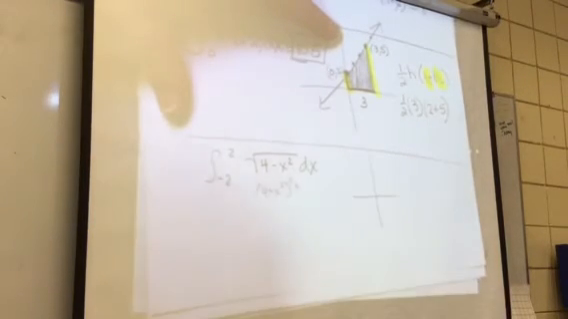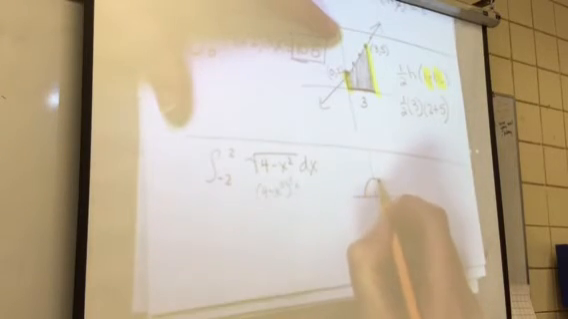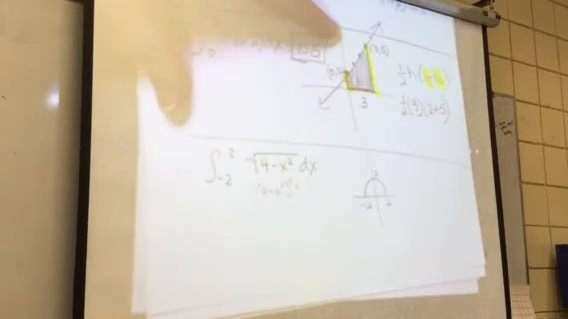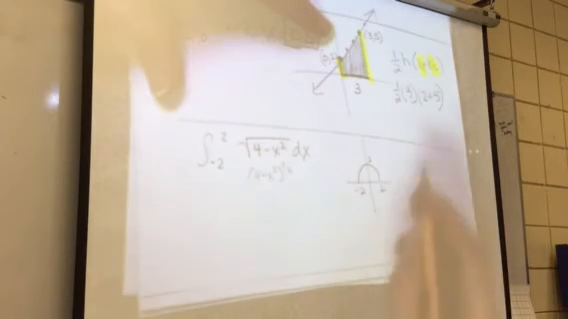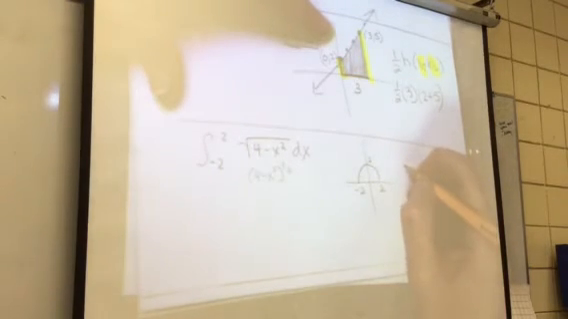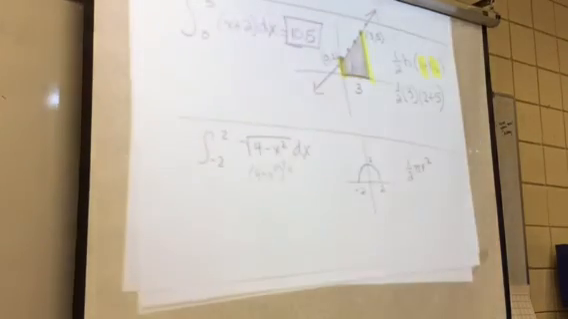But we can graph it. And Bennett, thank you. It is a semicircle with a radius of 2. So here's our semicircle with a radius of 2. So I have to have an area formula. So the area of a semicircle would be 1/2 pi r squared.